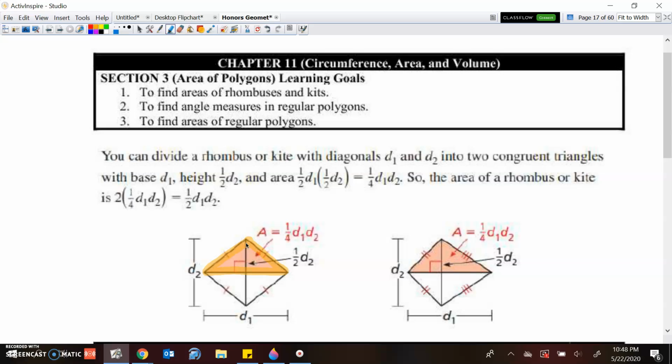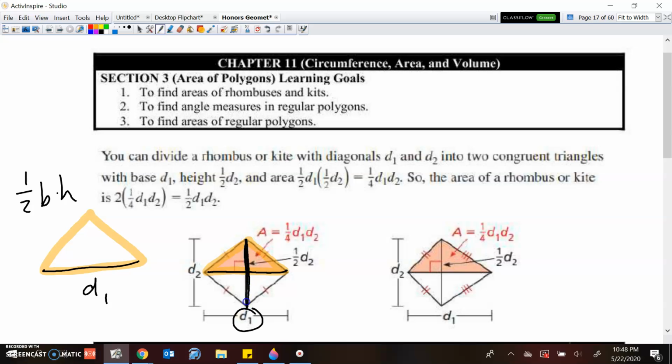We know how to find the area of a triangle. Area of a triangle is going to be half the base times the height. So in this case, my base, they're representing with this length here, and they're calling that D1. We're going to talk about why that is in a moment. Now my height is this portion here. Now they are calling this entire distance D2, which is why there's that arrow saying that this top portion of my triangle is only 1/2 D2.